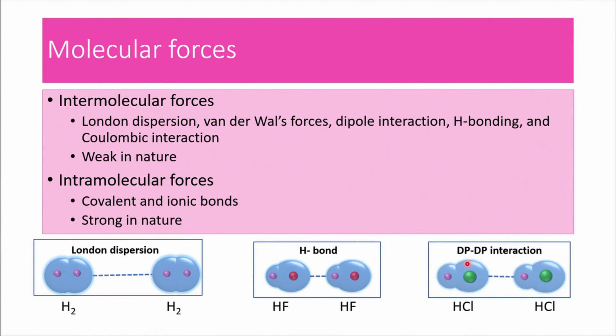And we also have dipole-dipole interactions. Here we have the hydrogen chloride molecule, and chlorine is electronegative. So, this pulls the electron towards itself, giving it a large electron density cloud, and the hydrogen in the nearby molecule is pulled by the electronegative chlorine. So, the dipole-dipole interactions arise.